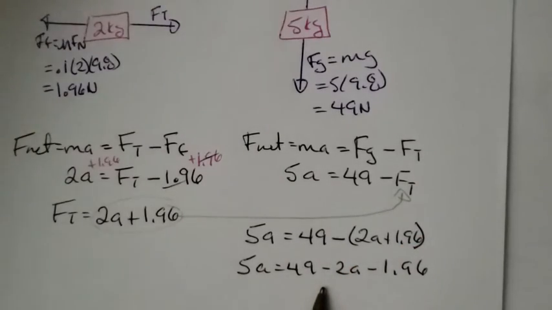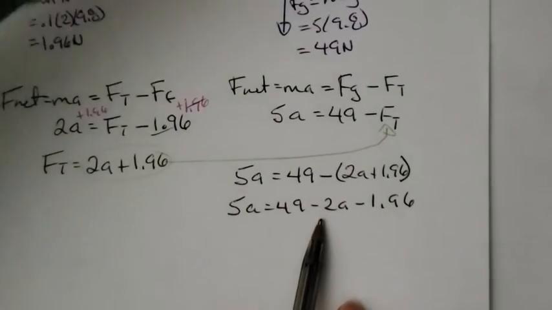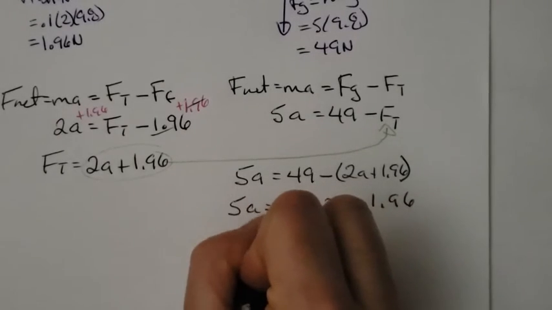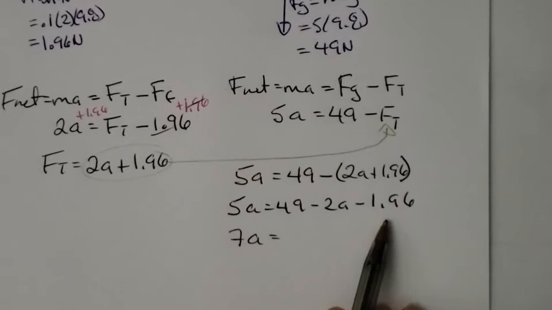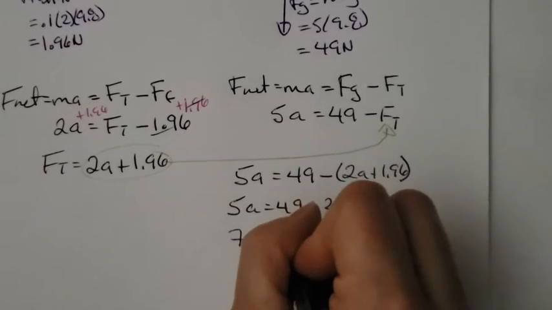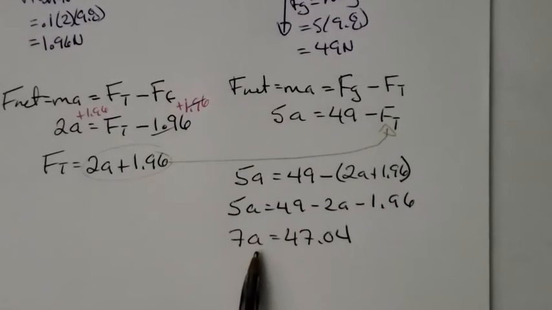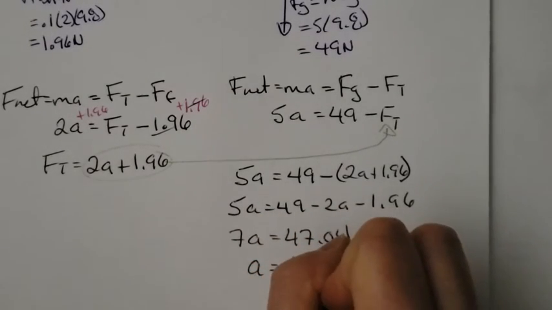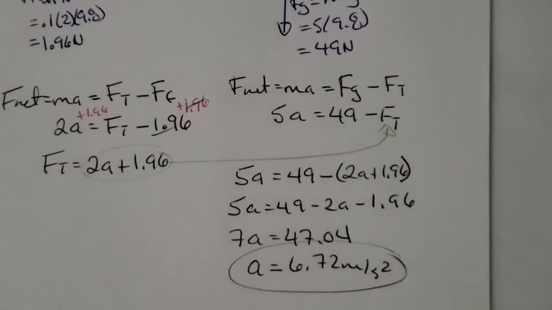To get the 2a onto the other side, I'm just going to add it to both sides. So I end up with 5a plus 2a is 7a. 49 minus 1.96 gives me 47.04. And then finally, to get a all by itself, I'm going to divide both sides by 7. I get 6.72 meters per second squared. So I've solved for the acceleration.